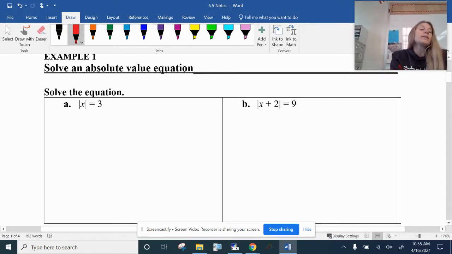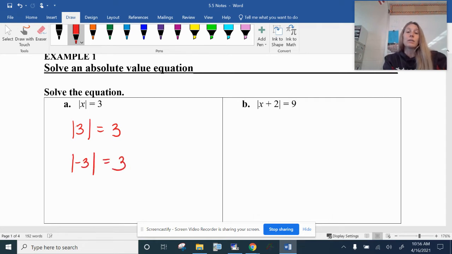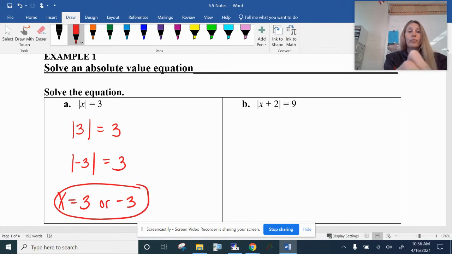So if you look at the first example here, we're trying to figure out, well, what number could x be so that the absolute value, or the distance from 0, is 3? Well, the absolute value of 3 is 3, meaning the number 3 is a distance of 3 units from 0 on the number line, but the number negative 3 is also a distance of 3 units away from 0 on the number line. So x could be positive 3 or negative 3.